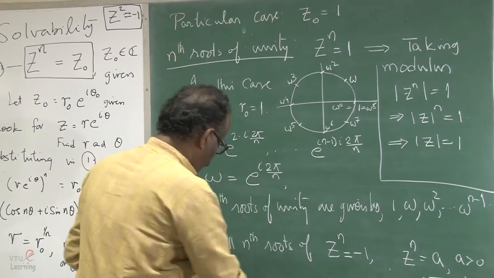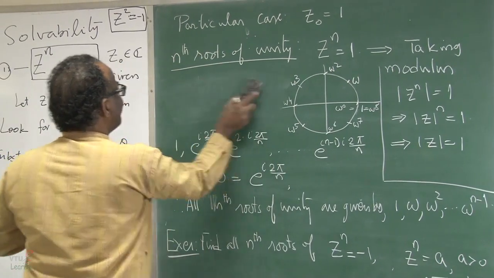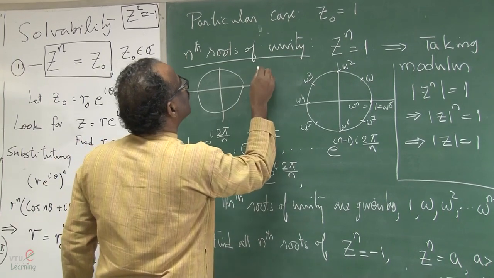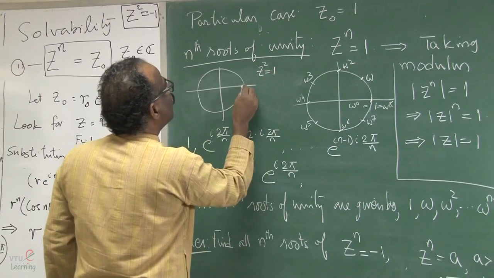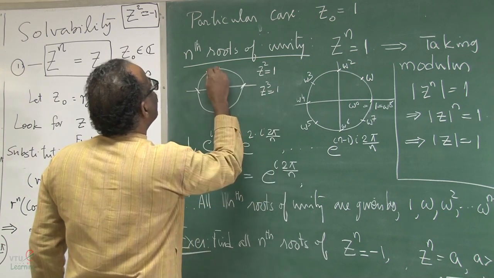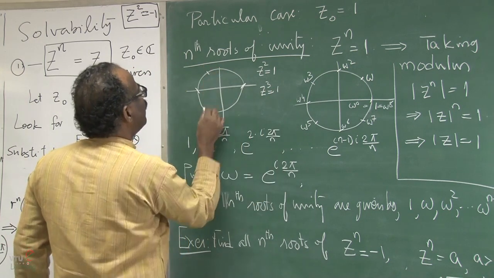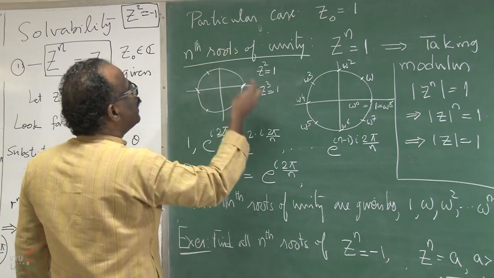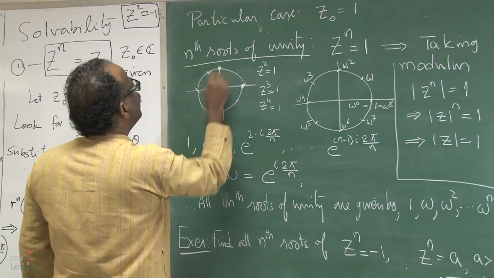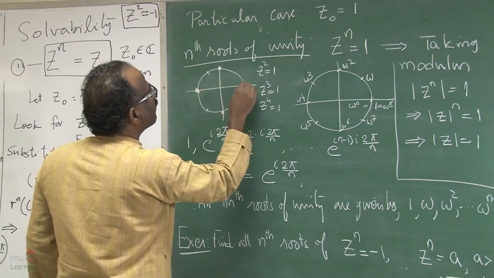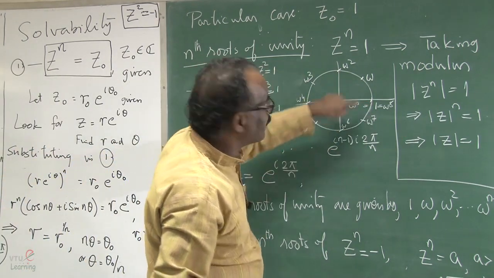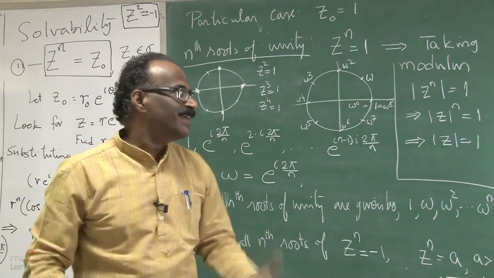If you want to find the square roots of unity, you have two roots, one here and one here. If you are looking at z cube equal to 1, you will have 1 here, and 1 here, so you get 3. If you have fourth roots of unity, you will get 1 here, 1 here, 1 here, and 1 here. That way, you will get all of them. So all the nth roots of unity lie on the unit circle. That's why they are called the nth roots of unity.